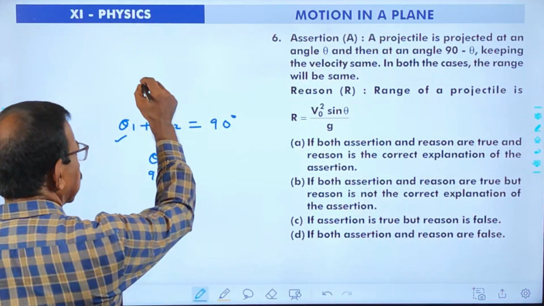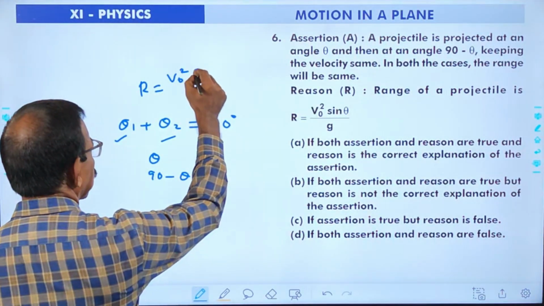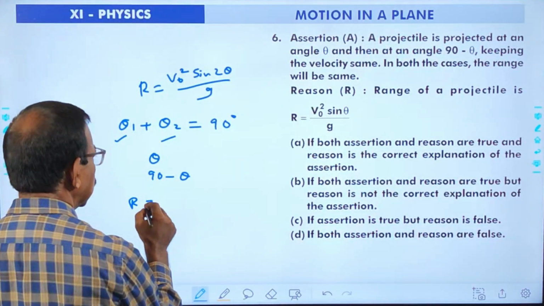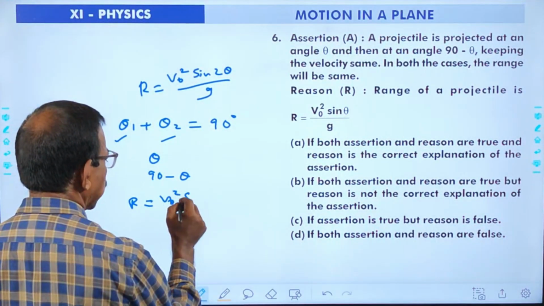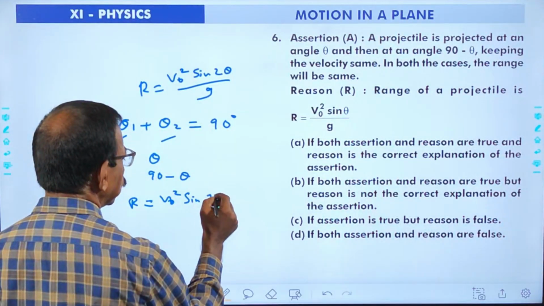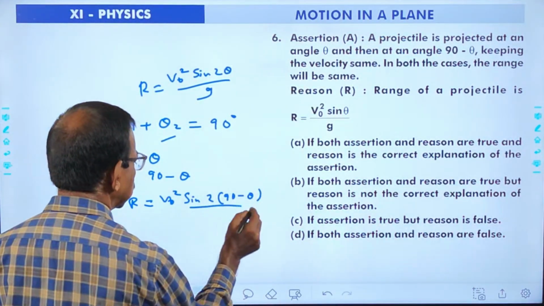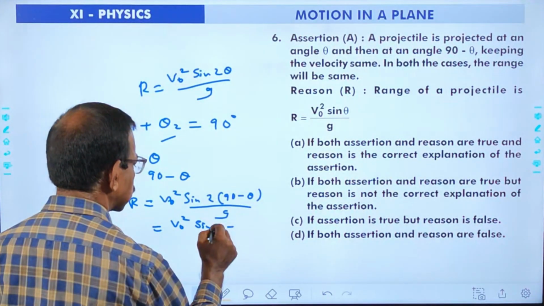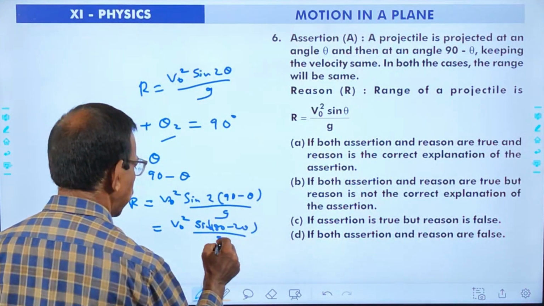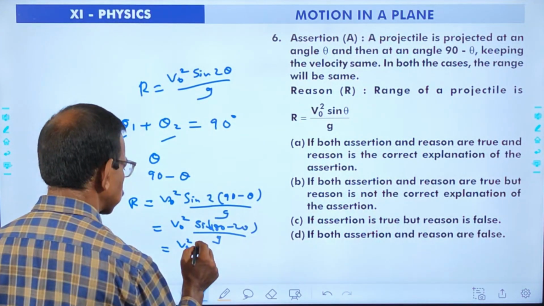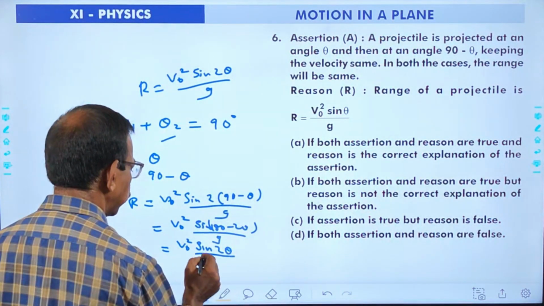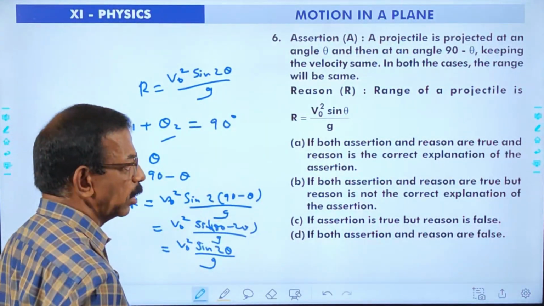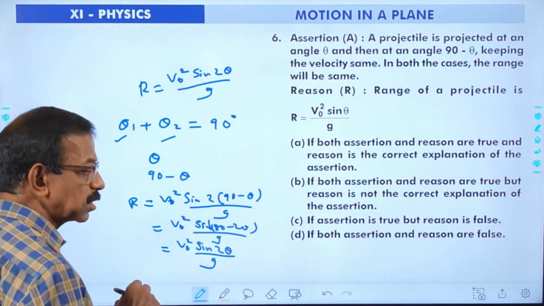We have proof for that by using the relation r equal to v0 square sin 2 theta by g. Also we can show that r equal to v0 square sin 2 into 90 minus theta by g, and that will get v0 square into sin 180 minus 2 theta by g, and this will also give v0 square into sin 2 theta by g. That is, range will be same for angles of theta and 90 minus theta. Hence, the assertion is right.